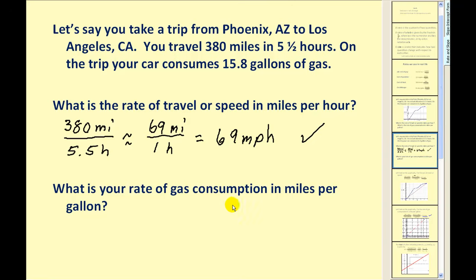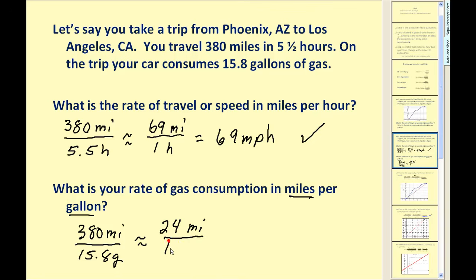If we want to find the rate of gas consumption, again we must compare miles to gallons. So again we traveled 380 miles on 15.8 gallons of gas. So to add more meaning to this, we are going to find this quotient and leave the units alone. So 380 divided by 15.8 is just slightly more than 24. For the example, we'll call it 24 miles per 1 gallon of gas, normally written as 24 mpg.